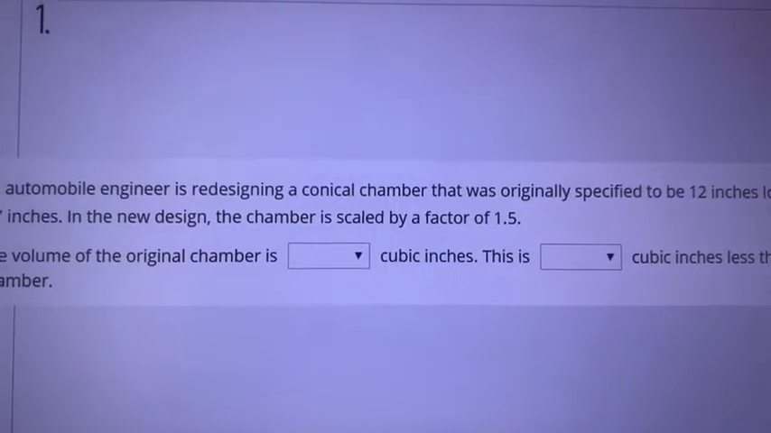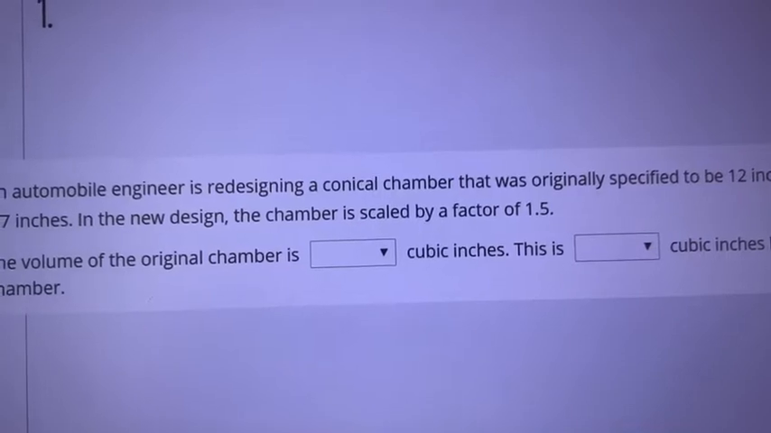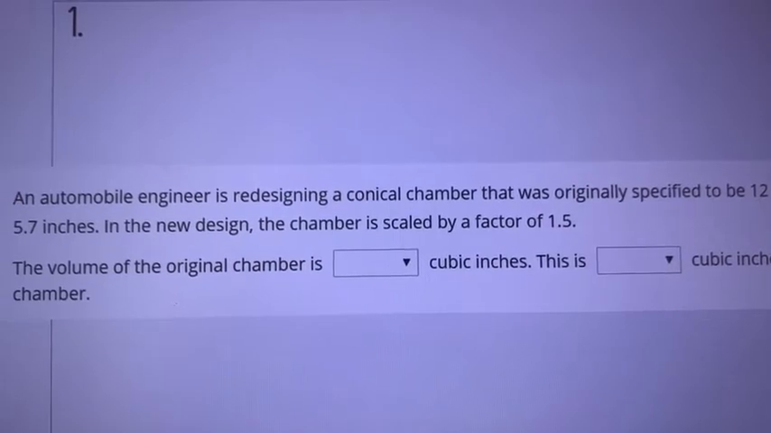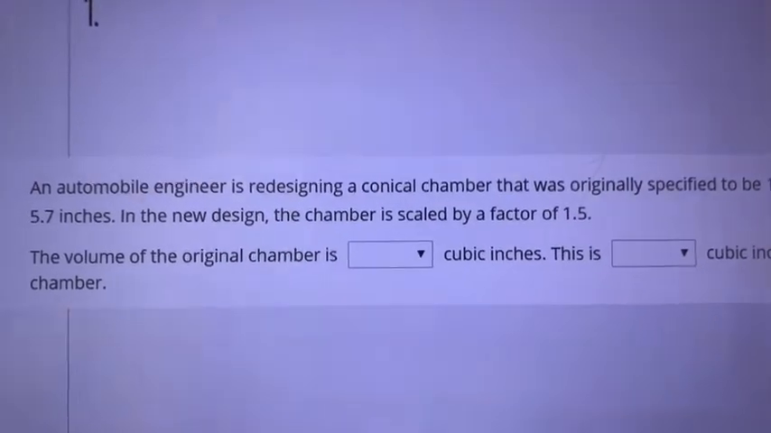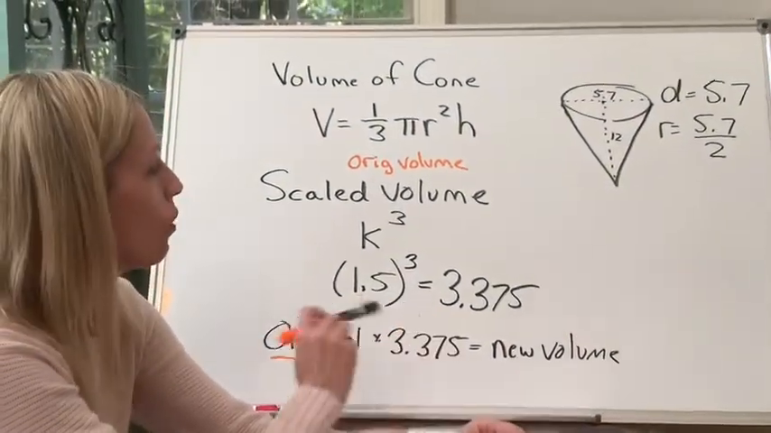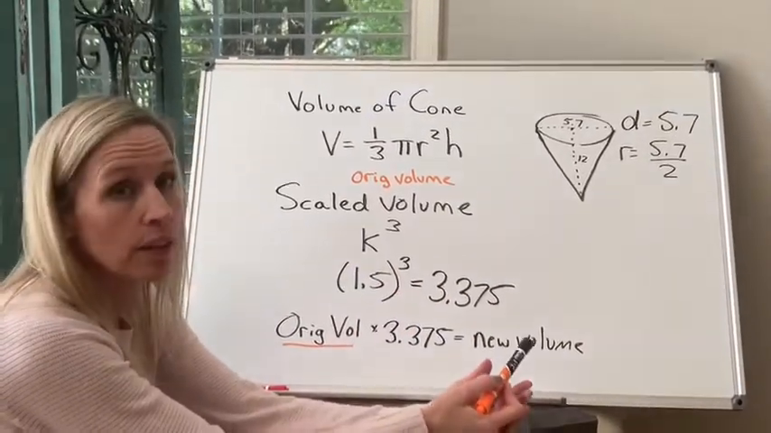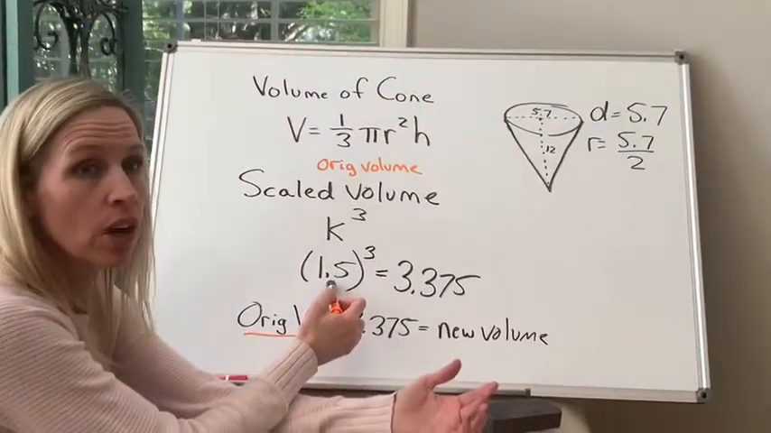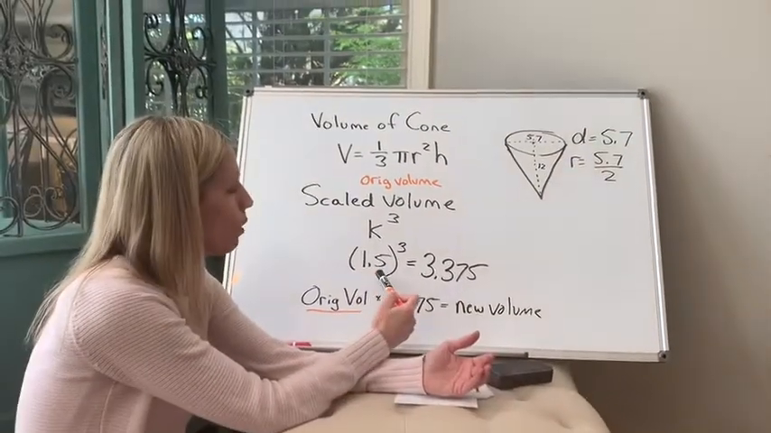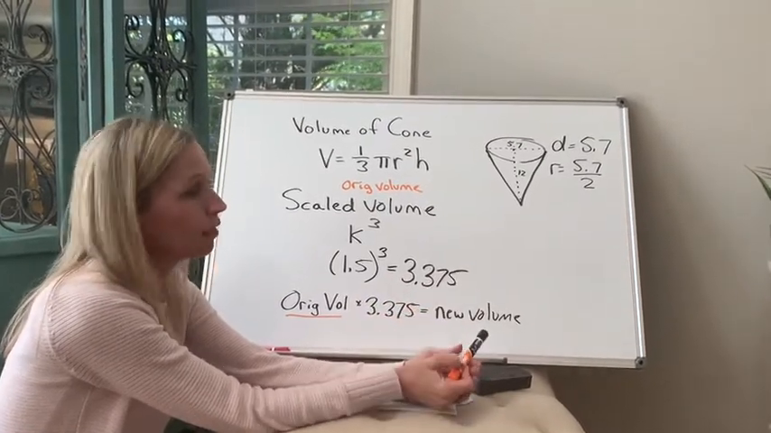The next concept in this problem comes from this sentence here. In the new design, the chamber is scaled by a factor of 1.5. So if we scale that by a factor of 1.5, we can calculate the new volume. Whenever we scale volume, that K represents the scale factor. If it's 1.5, we would put 1.5 there. If we're doubling it, we would put a 2 here. Whatever we're scaling it by, then we cube it. So for this problem, we take 1.5 to the 3rd power, and that means we end up with 3.375.